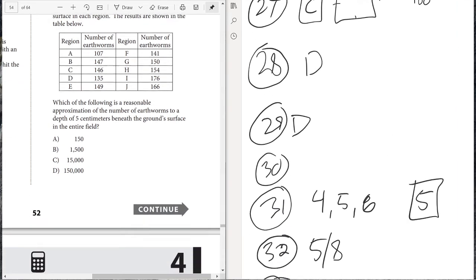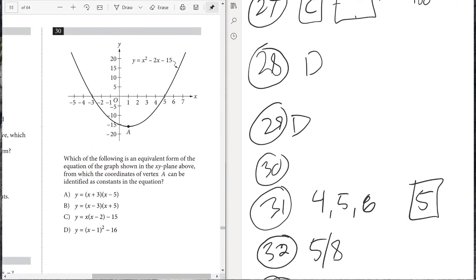All right, so then number 30. Here we go. So for number 30, which one is an equivalent form of the equation of the graph shown in the xy plane above? The coordinates of vertex A can be identified as constants in the equation. Oh, because it would have to be in vertex form. Yeah. So that would be D. Okay, that was not a hard one.